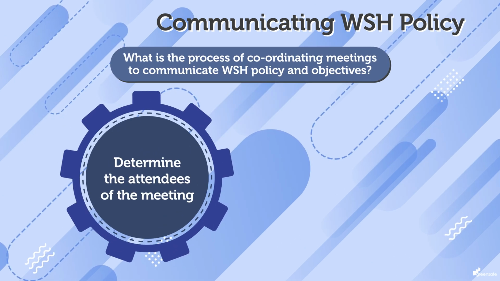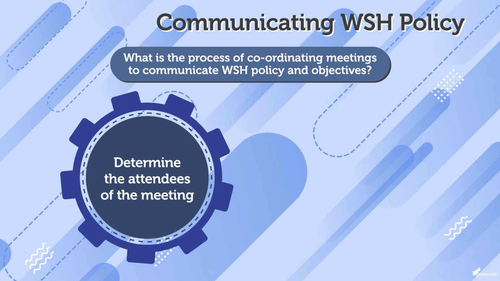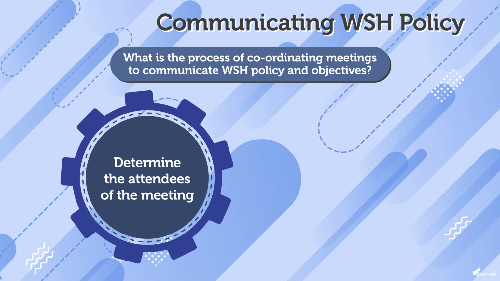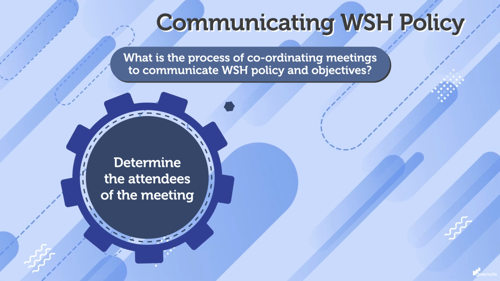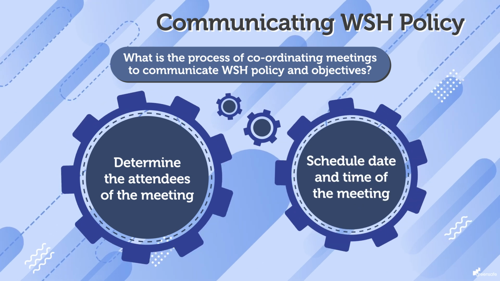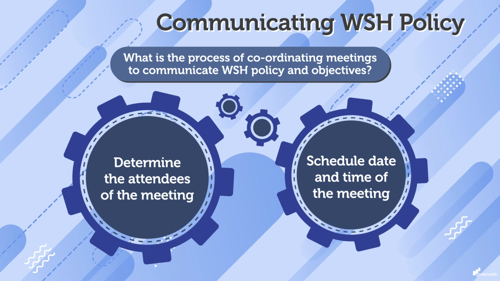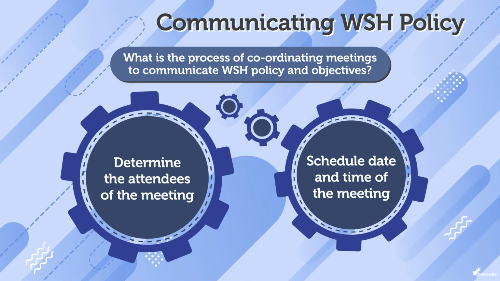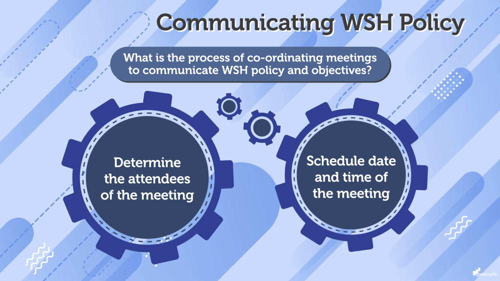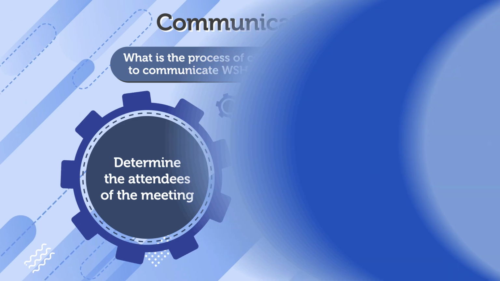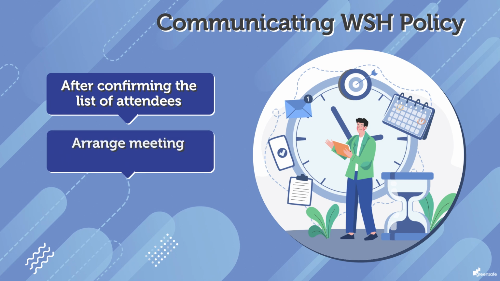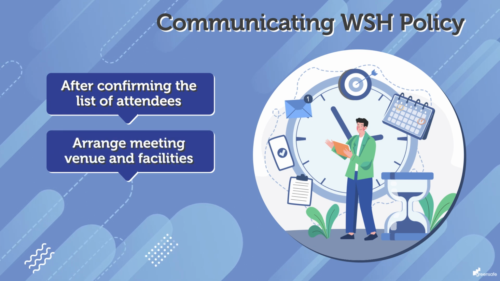First, determine the attendees of the meeting. This allows us to determine the size of the venue required and come up with an agenda to fit the attendees. Next, we fix a date where everyone will be available. Sometimes, not all attendees will be able to make it. As long as the majority are able to attend, that's good enough. Is that all? No. Once you've got a confirmed list of attendees, make arrangements for the meeting venue and facilities.